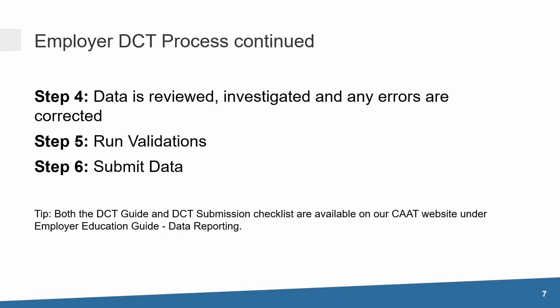The DCT guide is a great resource to help you through the process. The DCT guide will be available on January 21st under the Help drop-down in the DCT. The guide provides a detailed process overview, instructions on how to navigate the DCT, explanations of the warnings and errors, as well as the corrective actions required, and examples of common scenarios. There's also a DCT submission checklist to assist you with submitting the DCT. As always, you can contact your employer pension analyst with any questions.